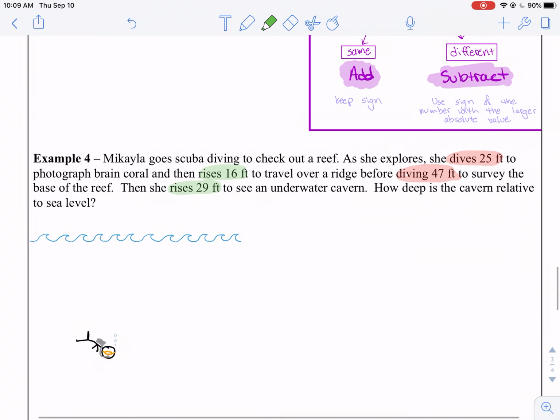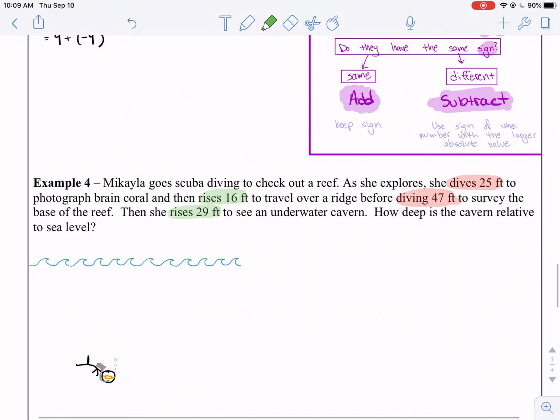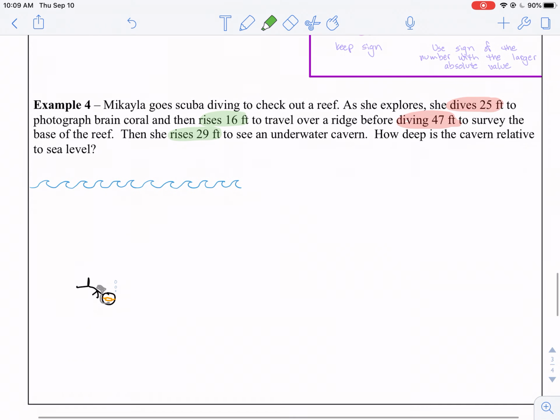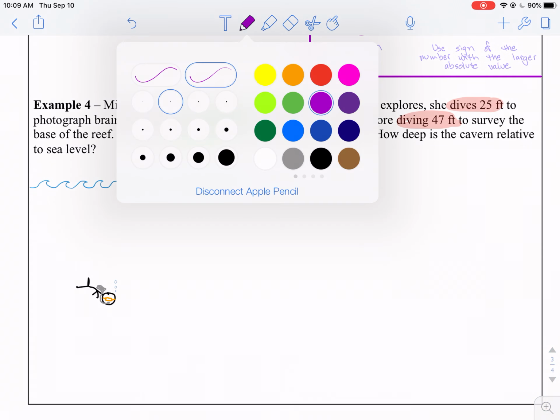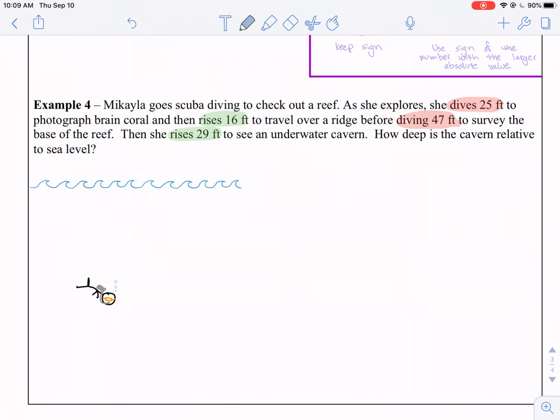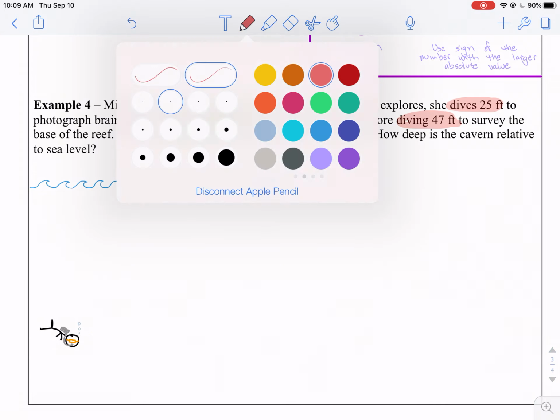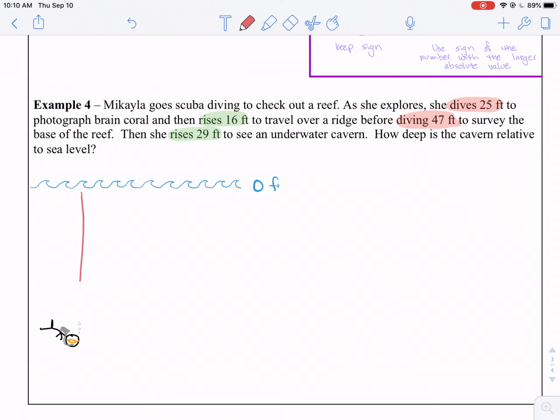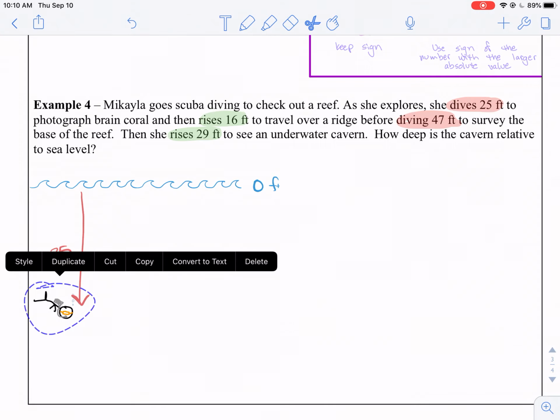So for those of you who, like me, like to visualize things, let's draw this out a little bit. So here we are, we're at sea level. We can say sea level is like 0 feet. So Michaela starts out at sea level. Cool, yay, good job. She jumps out of the boat, and then she dives down 25 feet. So we're gonna represent that with like a red arrow. She goes down 25. So she would be at like negative 25 feet. She's 25 feet below sea level.